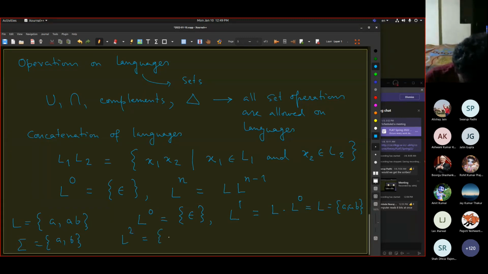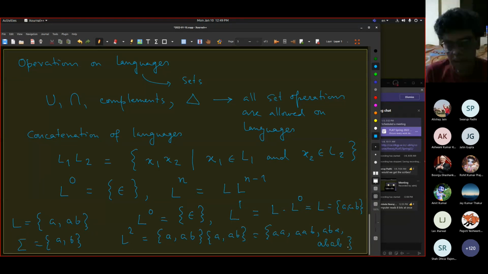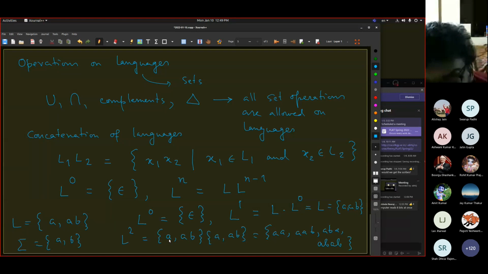What is L square? This is the concatenation of {A, AB} with {A, AB}. And what are the strings? AA, AAB, ABA, and ABAB. Also A and AB, right? Huh? A and AB also, concatenation with an empty string? Because empty string is also a part of that. AA. Only A.